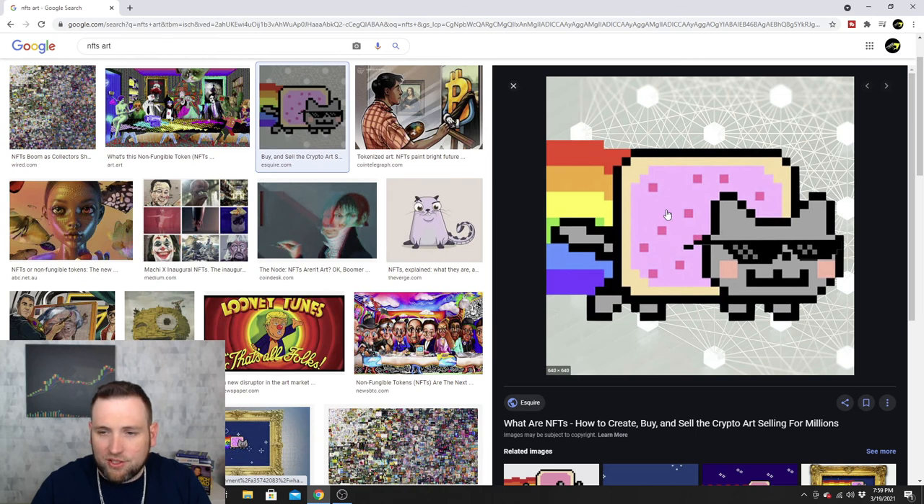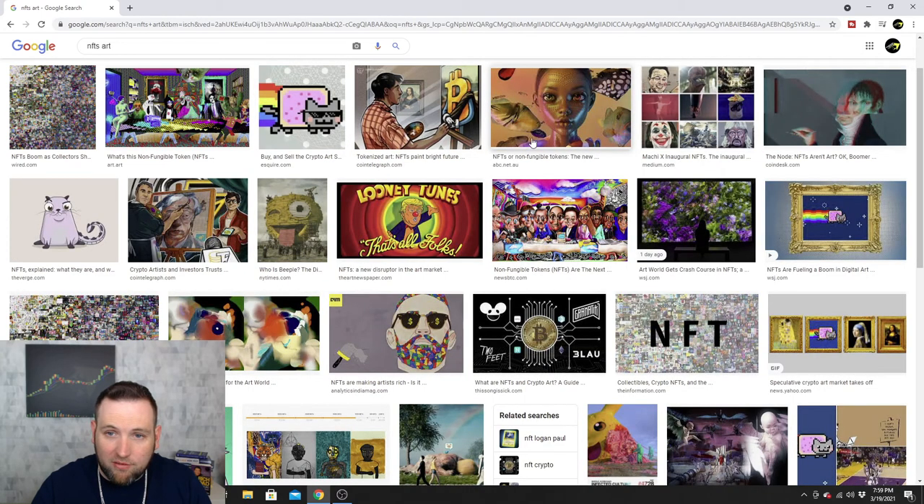So here's one that's just kind of stupid looking. It's a cat with a rainbow and I guess a Pop-Tart. Somebody probably bought this. Hey, like I said, whatever.